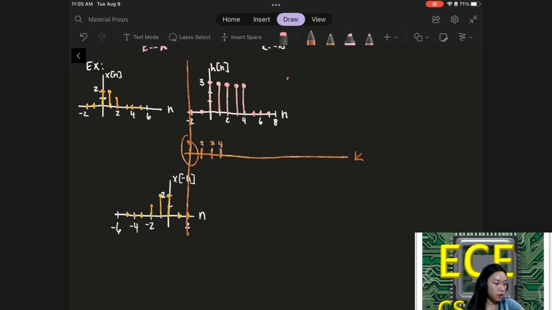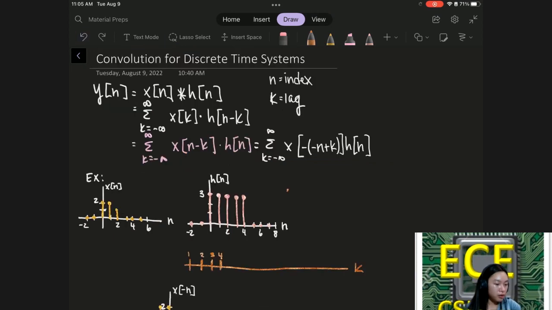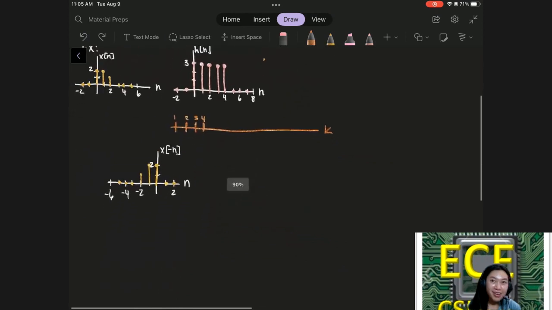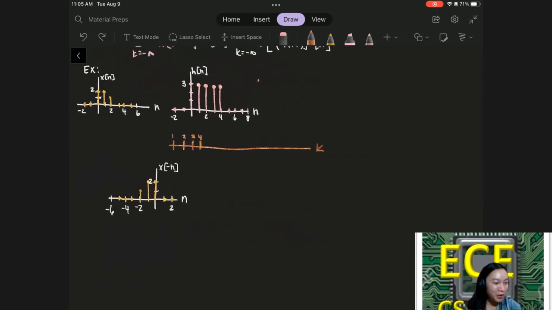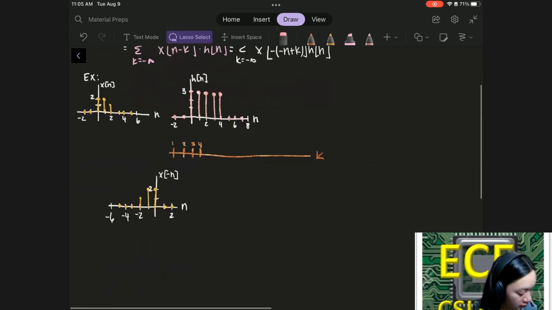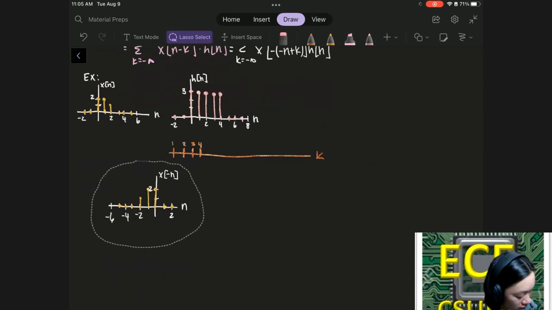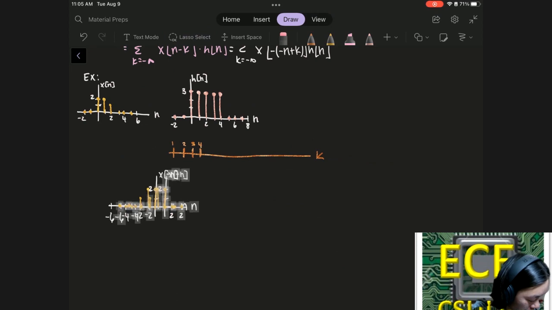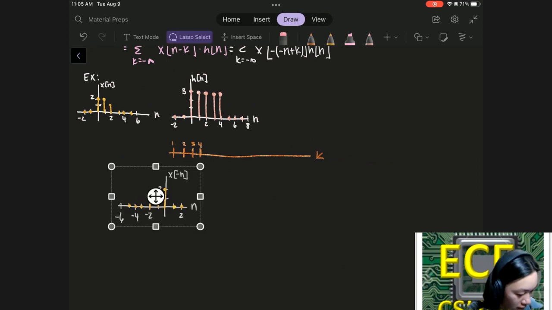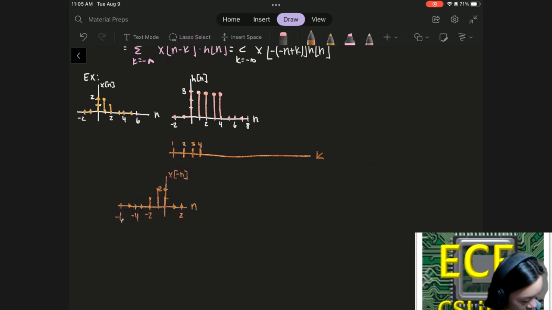And so now, for the next k, I'm actually going to shift it by 2, so that it's overlapping. Oh, no, stop changing colors. Okay, get out. Okay.